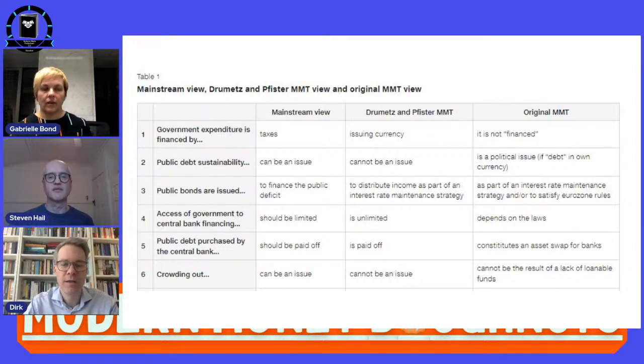Christine Lagarde, the ECB president, said in November 2020 that the ECB and the national central banks, as the sole issuers of euro, can create any amount of liquidity needed. So we have that on record. So it's only a political issue.